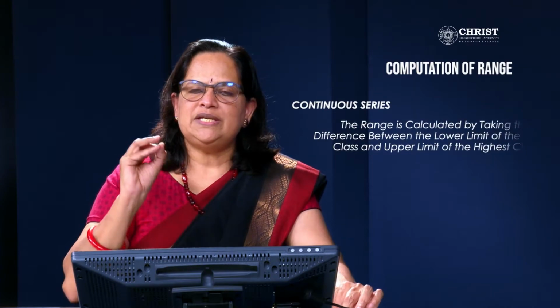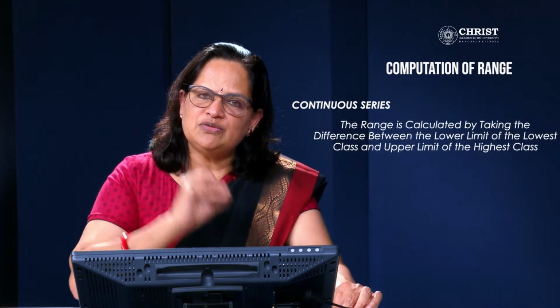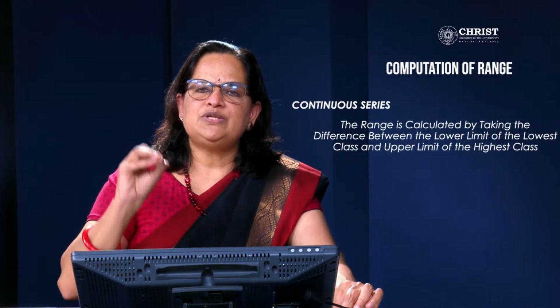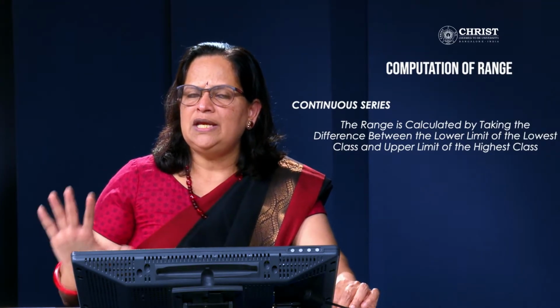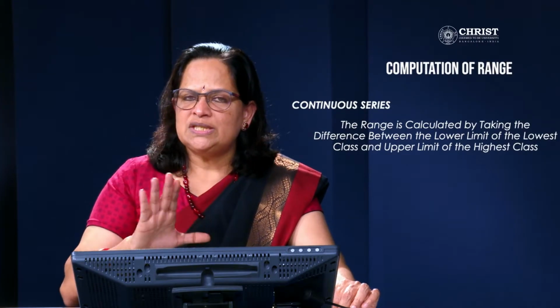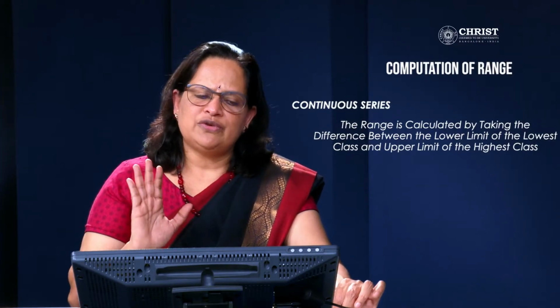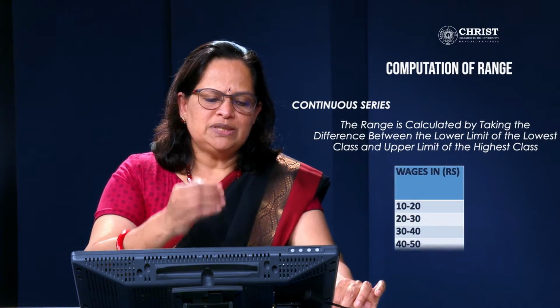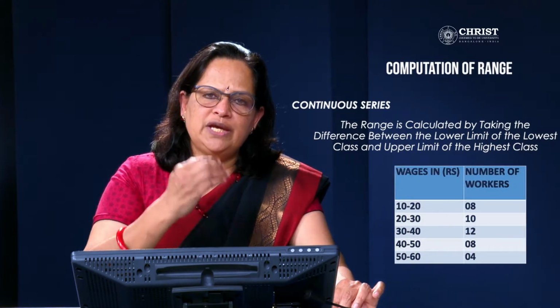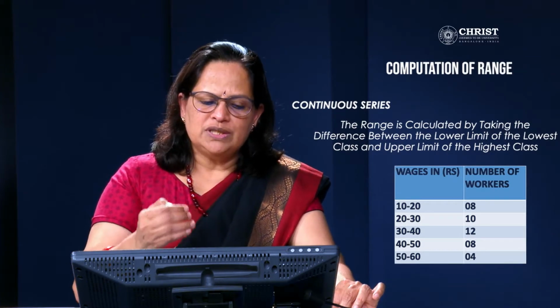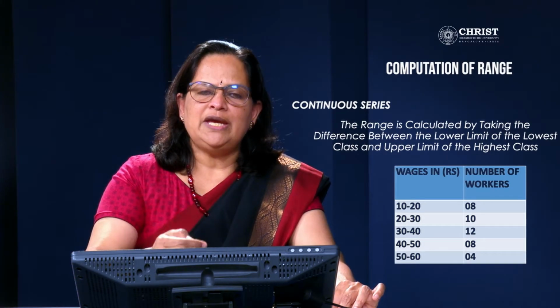Now for continuous series, range is also calculated by taking the difference between the lower limit of the lowest class and the upper limit of the highest class. We have to remember that frequency values are completely ignored in the computation. So this is the main limitation of computation of range. The wages in rupees are 10 to 20, 20 to 30, 30 to 40, 40 to 50 and 50 to 60. Number of workers: 8, 10, 12, 8 and 4.